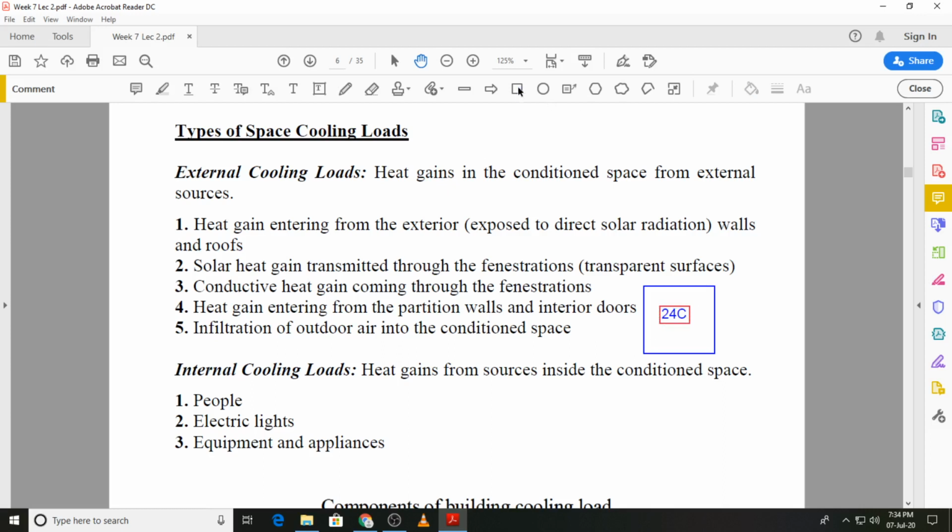And next to this conditioned space we have another room, but this room is not conditioned and it is at a higher temperature. Let's say the temperature over here is 30 degrees C. So what will happen, there will be a heat transfer through this wall or partition between the two rooms, and that is what we mean by heat gain entering from partition walls and interior doors.